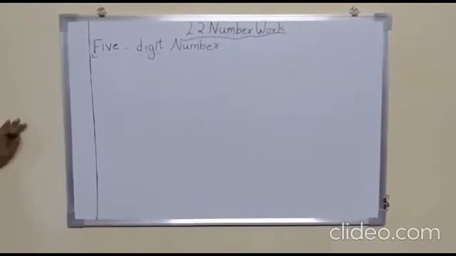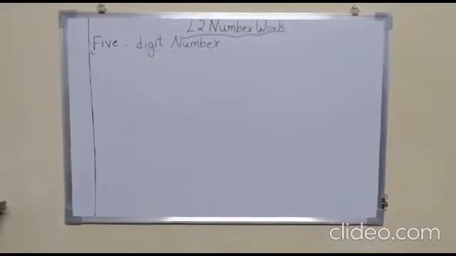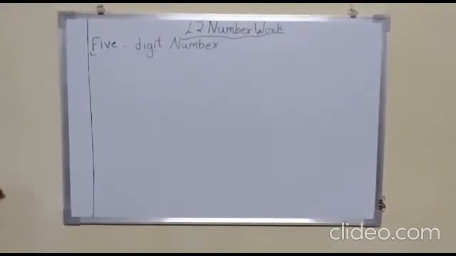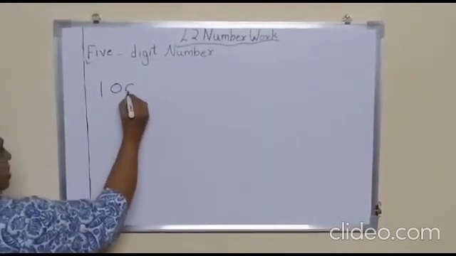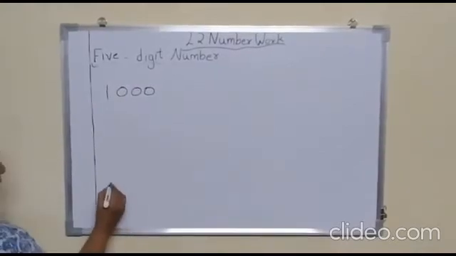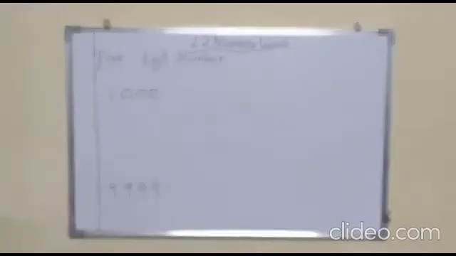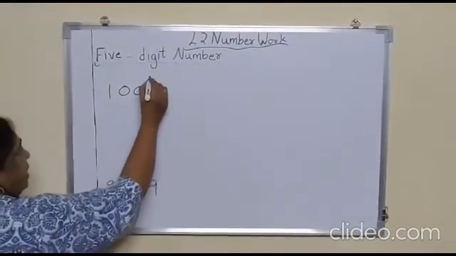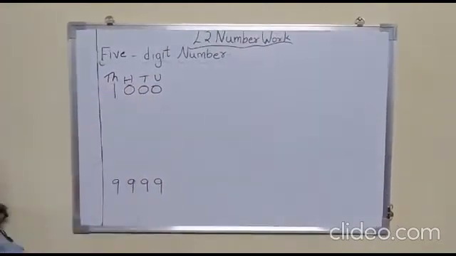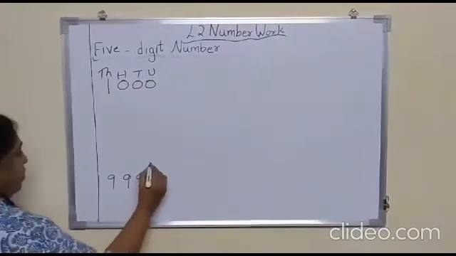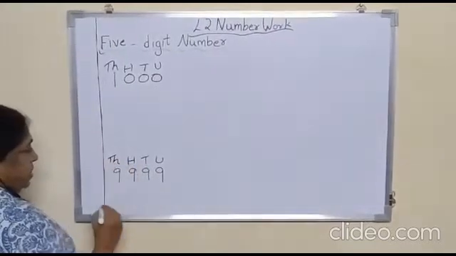But before we start with our today's topic, let us recall what we studied in our previous class. In the previous class, we learned about four-digit numbers. In that, we have seen that the four-digit number 1000 is the smallest four-digit number, and 9999 is the biggest four-digit number. In this, we write unit, tens, hundred, and for thousand we used to write TH. Correct? Same way here, U for units, T for tens, H for hundred, and TH for thousand.